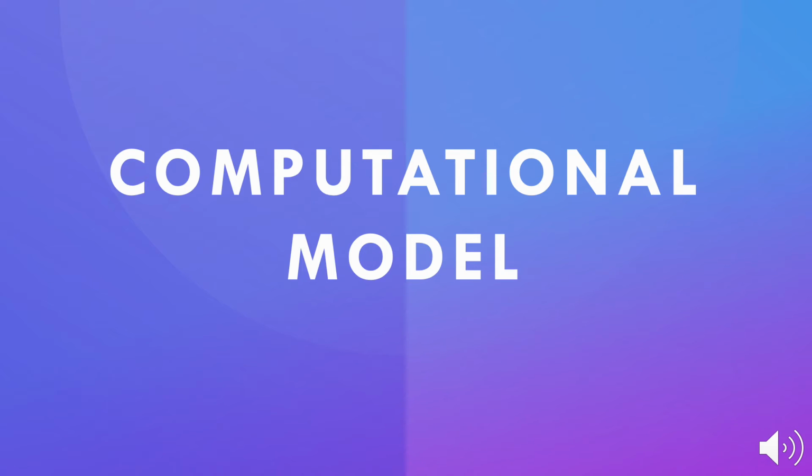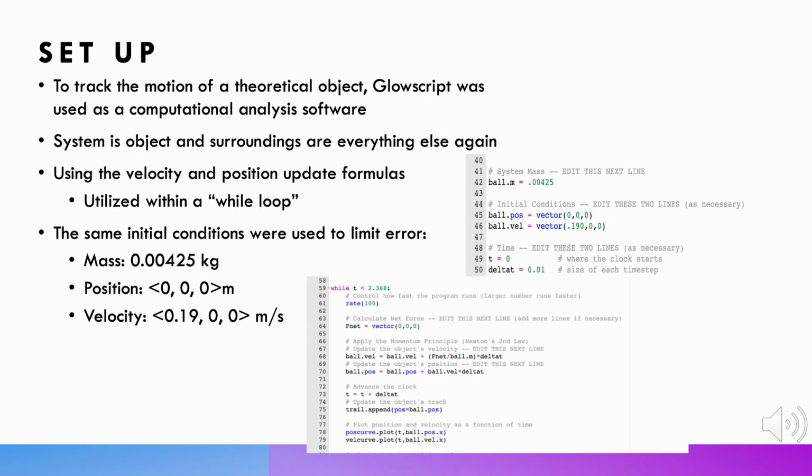Now let's look at the computational model. To set up the computational model, GlowScript was used to track the motion of a theoretical object of the same mass and the same initial conditions. The system and surroundings are the same in this model as in the experimental model, and the velocity and position update formulas were used within a while loop.